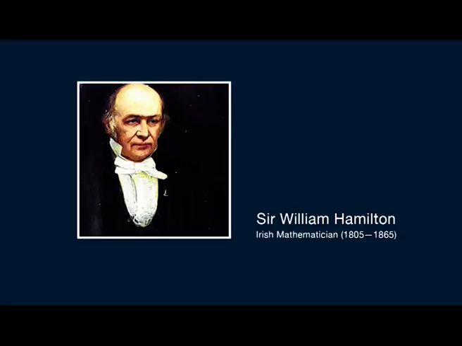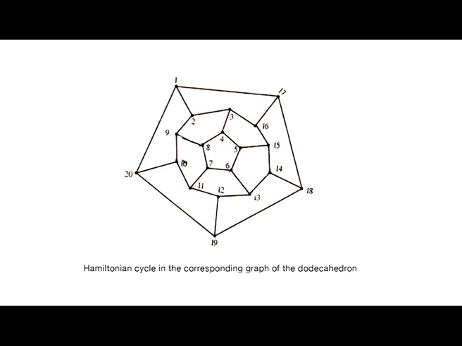Around the world problem. Hamiltonian graphs were named after Sir William Hamilton, an Irish mathematician who invented a puzzle called the icosian game. The puzzle used a dodecahedron in which each of the 20 vertices was labeled by the name of some capital city in the world.